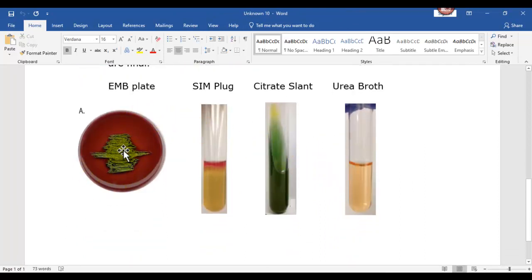It's got a green metallic shine. The indole, the SIM plug, once you add Kovacs, has a red ring at the top. Here's what the citrate looked like, and here's what the urea broth looked like. Remember, on EMB, dark purple colonies or the green metallic sheen, dark purple colonies means a positive for lactose fermentation. So does the green sheen. It means it's a coliform, but it's also a lactose fermenter.